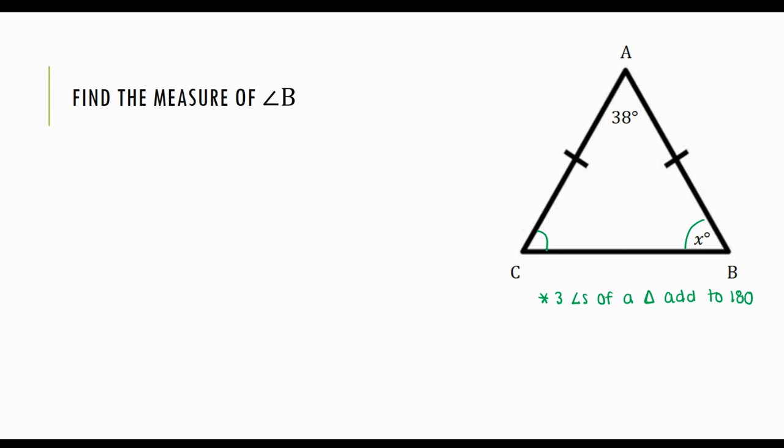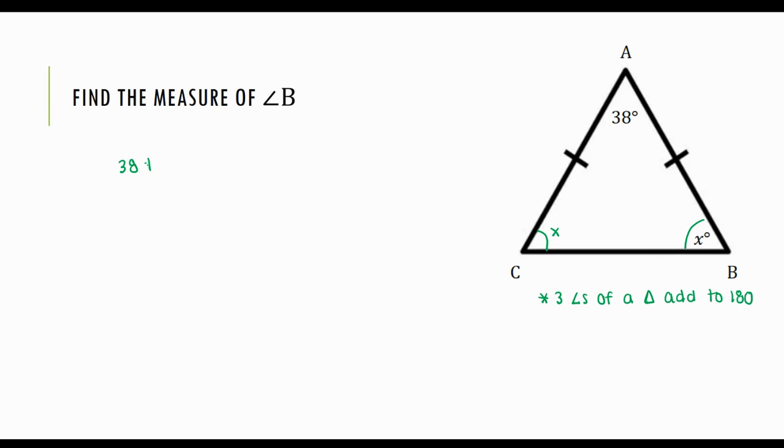So that means that angle C and angle B are actually congruent. So if angle B is represented as x, well, then so is angle C. So I can set up an equation where now I know what each of those three angles represent. I can add them up to 180.